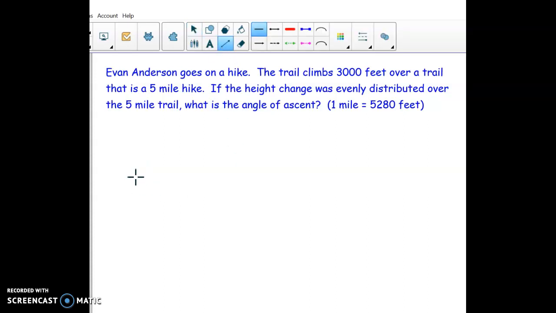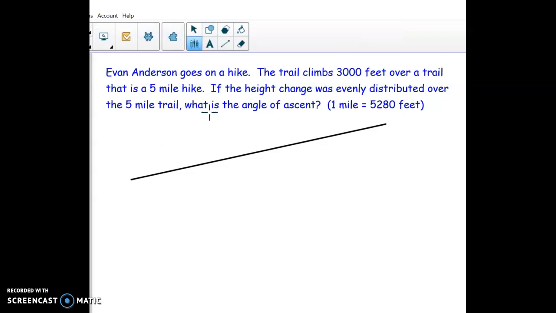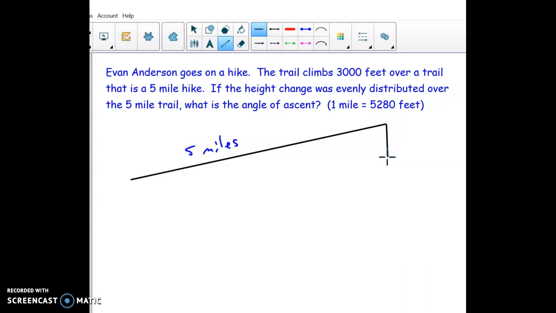Okay, so we've got this trail that's going uphill like this, okay? And it is 5 miles. So along this side of it, we can label 5 miles. And then the ascent is 3,000 feet, right? So we probably have to convert, right? So here's what my right triangle is going to look like.